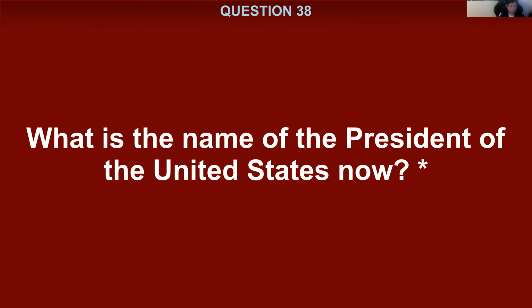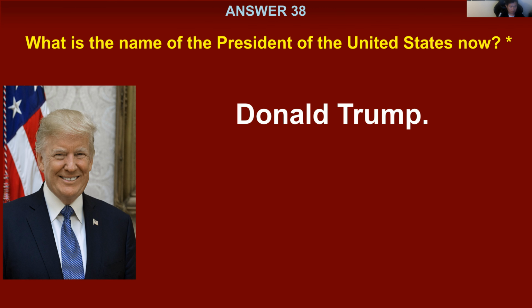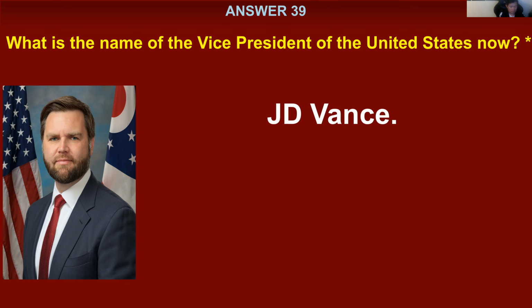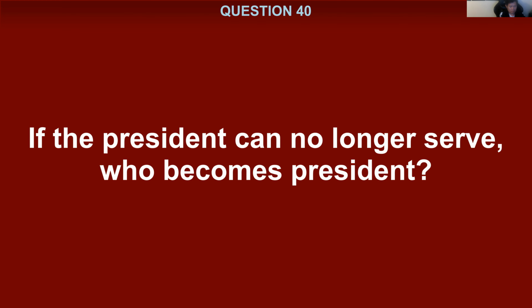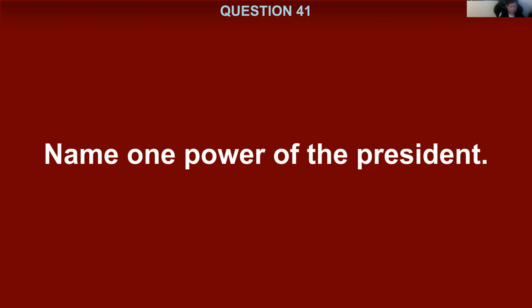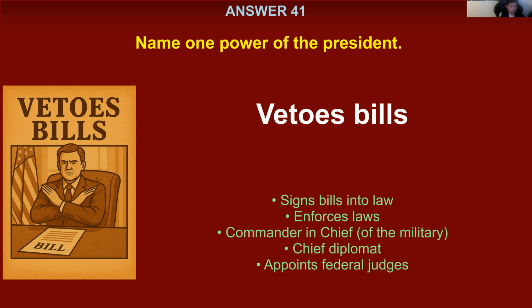What is the name of the President of the United States now? Donald Trump. What is the name of the Vice President of the United States now? J.D. Vance. If the President can no longer serve, who becomes President? The Vice President of the United States. Name one power of the President. Vetoes bills.